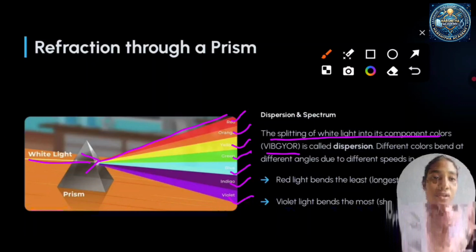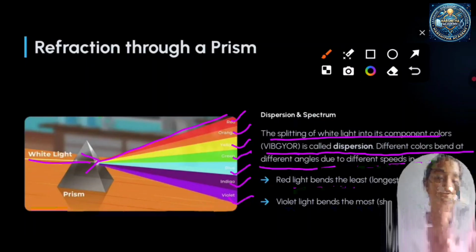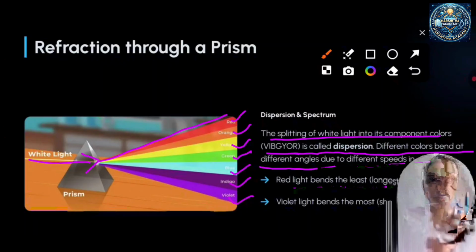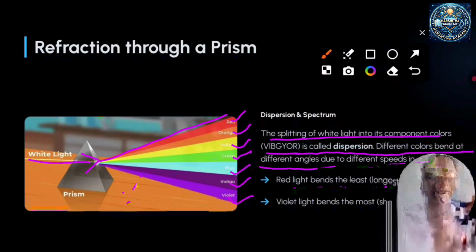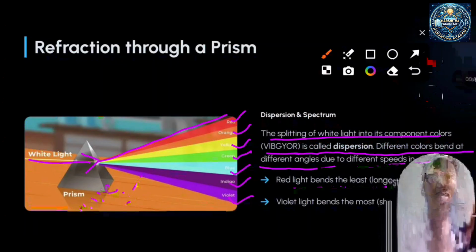So different colors bend at different angles due to different speeds. Red light bends the least because red has the highest velocity. The bending of red light is very little compared to violet. You see, violet bends more because it has less velocity. So keep this point in your mind because this is very, very important.